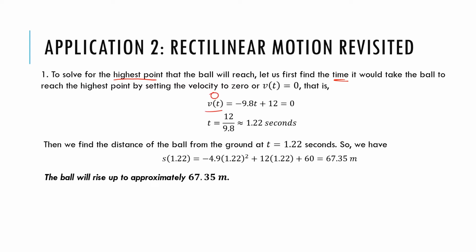So, you will use this. Negative 9.8 t plus 12 is equal to 0. Then, syempre magiging 9.8 t is equal to 12. Then, divide both sides by 9.8. And you will get approximately 1.22 seconds. So, after substituting this part, we can get 67.35 meters. So yun yung maximum na ma-reach ng ball.